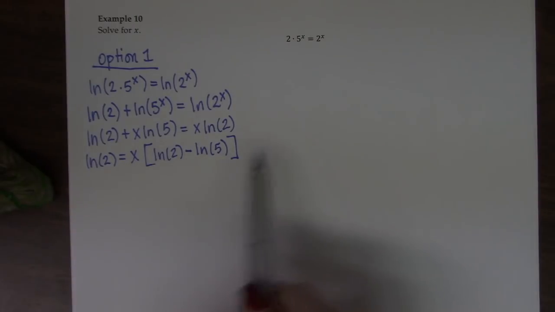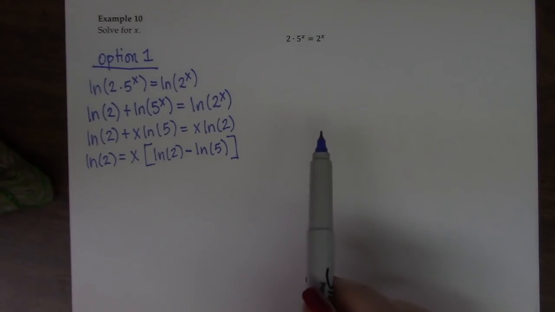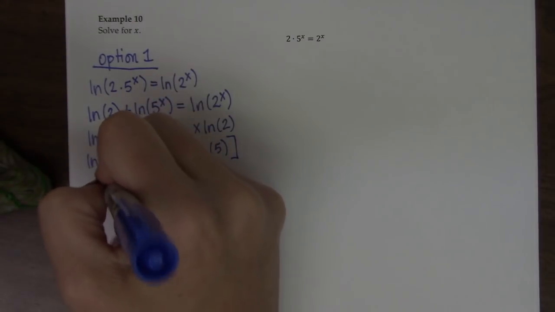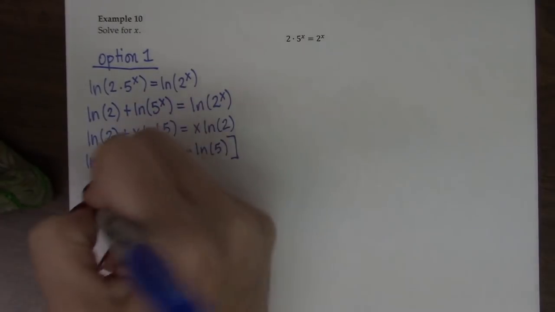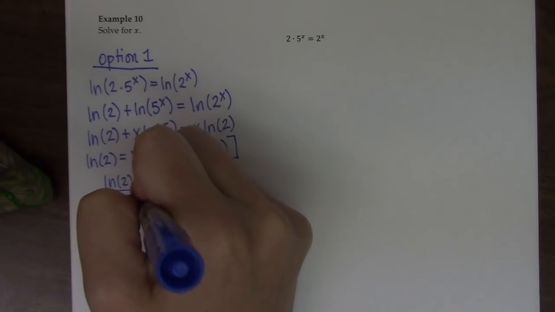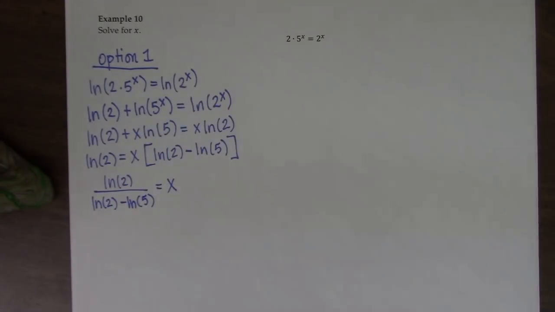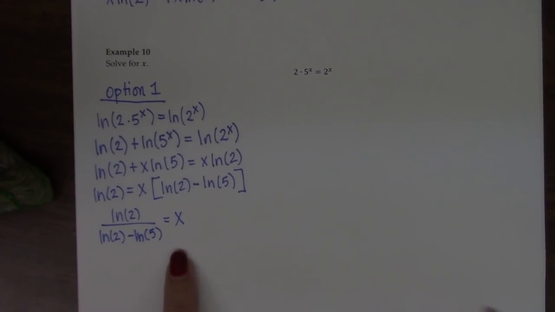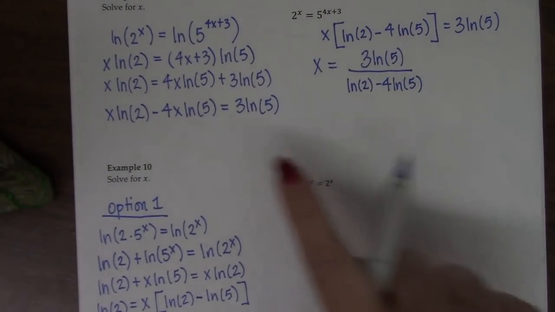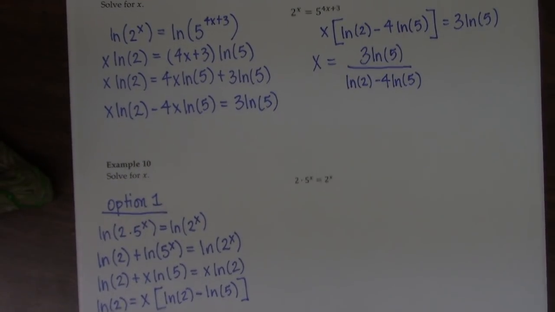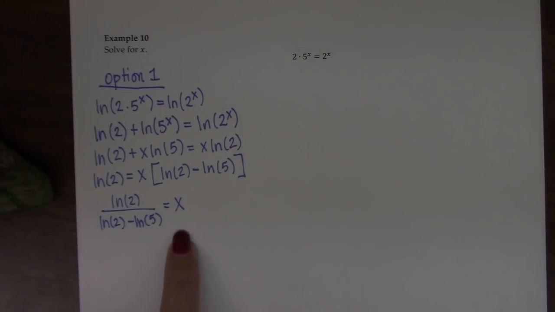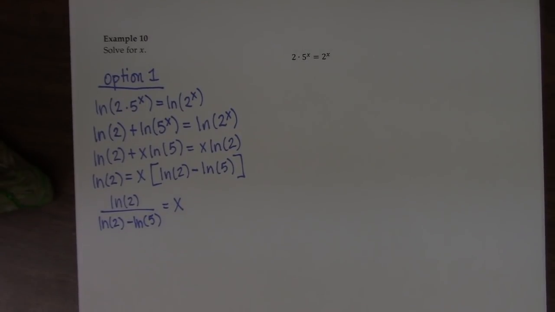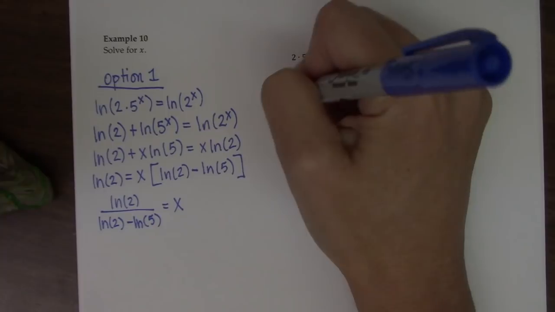And I just went ahead and factored it out because everything over here has an x. And the natural log of 2 divided by the natural log of 2 minus the natural log of 5 equals x. So this method is the same we used in the previous problem. One thing you want to keep in mind with these two problems is any log base would have done the trick. Natural log just meant a lot less writing for me, so that's why I picked that one. So there's another way you could do this problem.